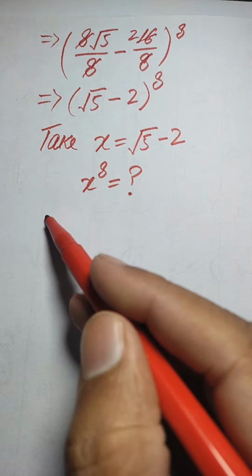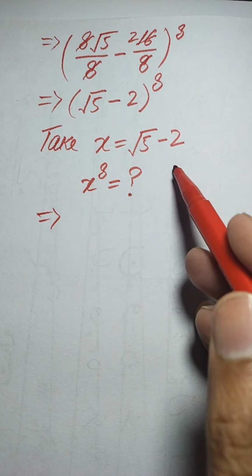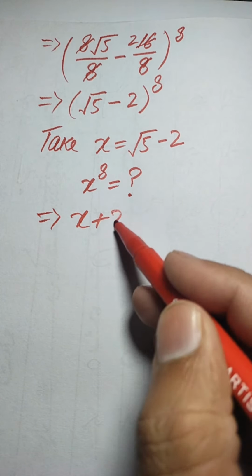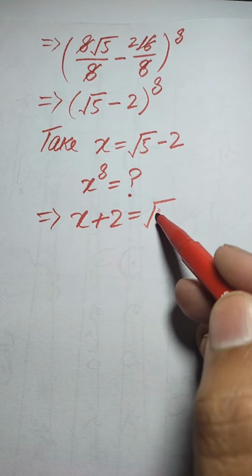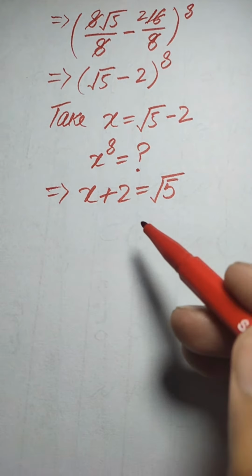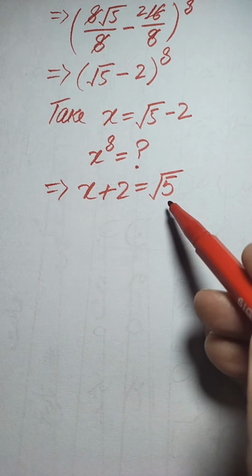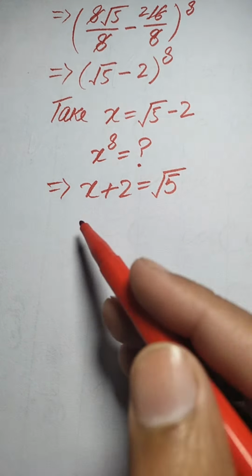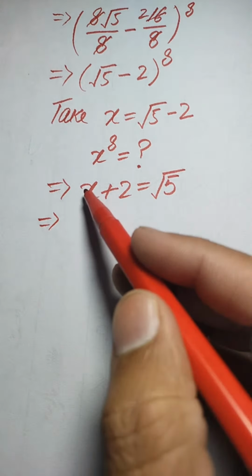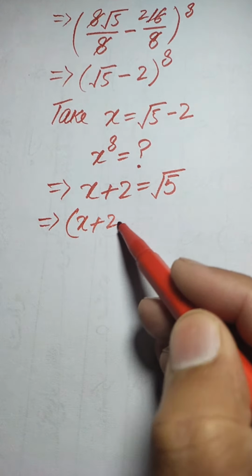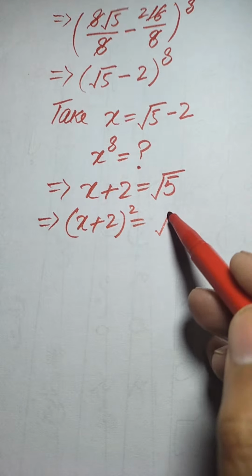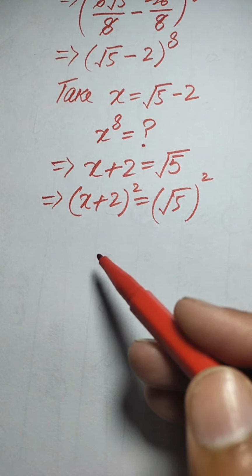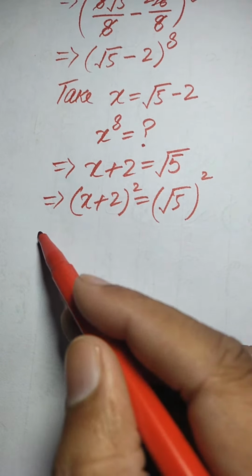From here we just move this minus 2 from the right hand side to the left hand side, and it will be written as x plus 2 equals square root of 5. Here we will find the value of x to the power of 8, and for this we need to take squaring on both sides, so it will be written as square root of 5 and its whole square. And in the left hand side we use the nice algebraic formula, you know about that.